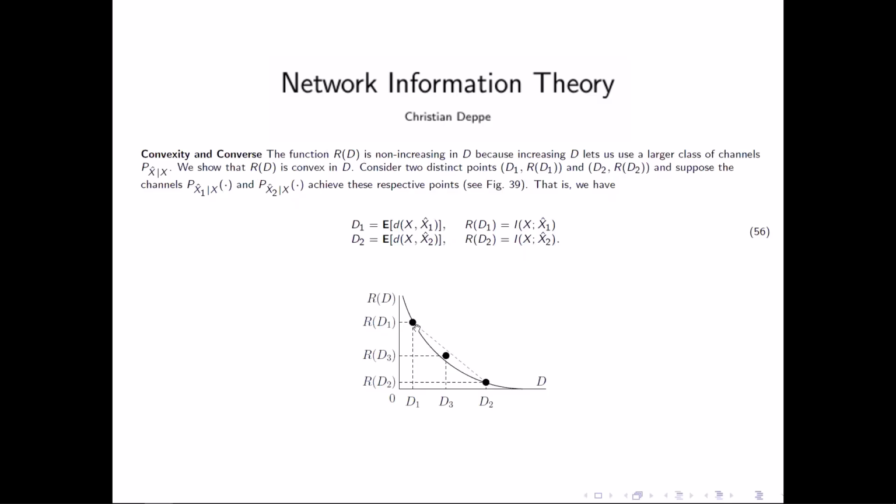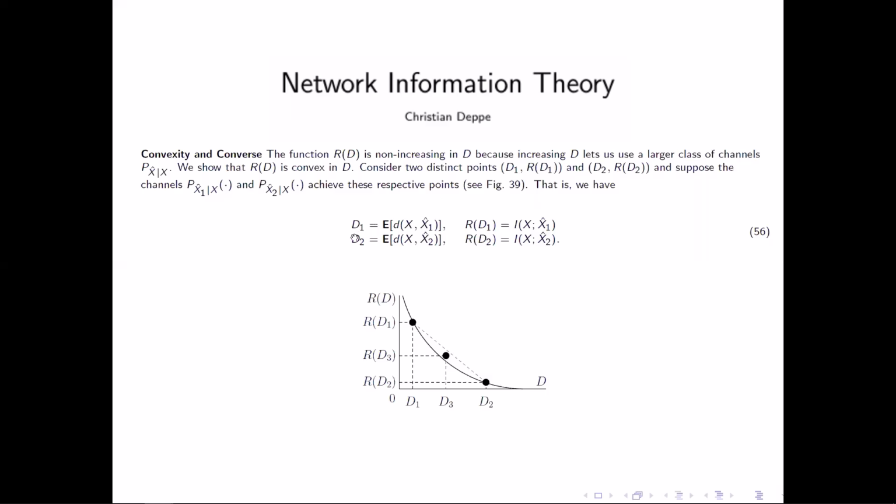Now you see in the picture what does it mean? We have these 2 points, and when it's convex, that means the point in the middle lies below this line here. So let's assume that the channels x tilde 1 given x and x tilde 2 given x achieve these points D1 and D2.